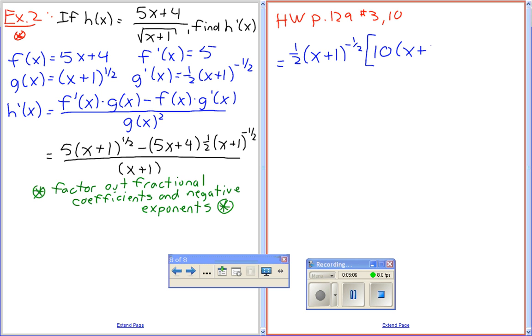Look what I've just done. That's an x plus 1. This is gone and this is gone. So I just have a negative, negative 5x plus 4. Isn't that nicer? How did the x plus 1?